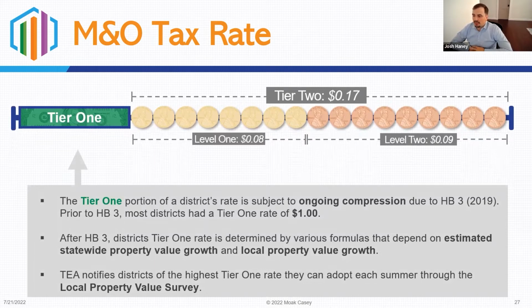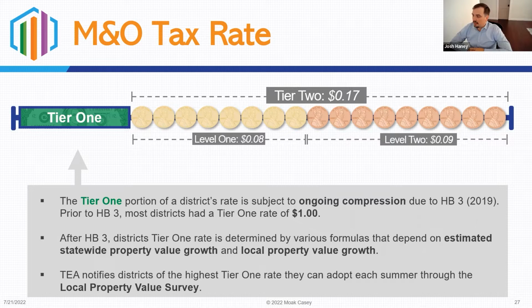This is the portion of the tax rate that's subject to that ongoing compression each year that House Bill 3 put in place, okay? Prior to House Bill 3, which passed in 2019, most districts had a tier 1 rate of $1, okay? And since the passage of House Bill 3, that dollar has been compressed bit by bit, and the amount that it's been compressed varies depending on how fast your property values have grown since then.